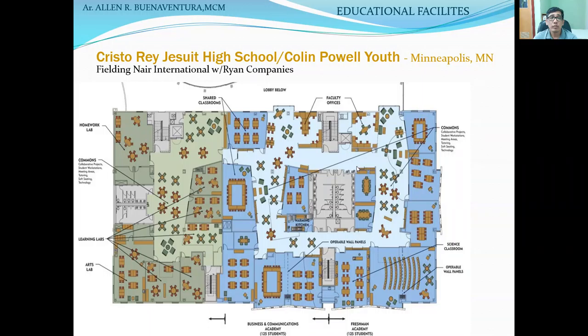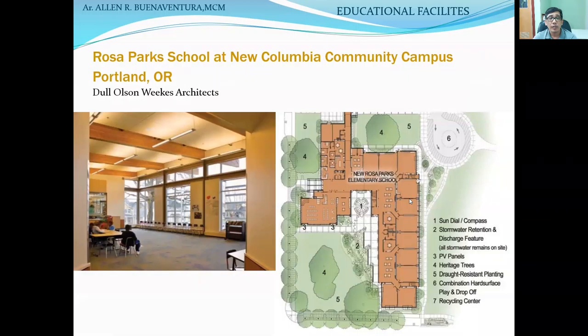Okay, so this is also in Portland, the Columbia Community Campus. These are the classrooms, these are the collaboration areas, and these are the administration or staff areas for the whole facility. So: very high ceilings, large windows, floorings that are not slippery. The finishes of the walls are inviting, and the colors are subdued, not too loud.